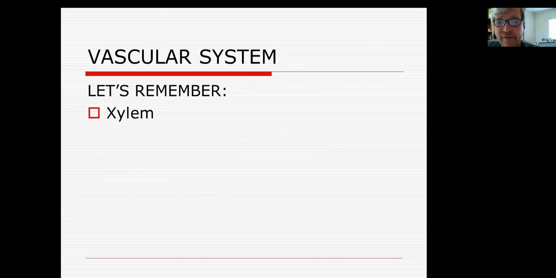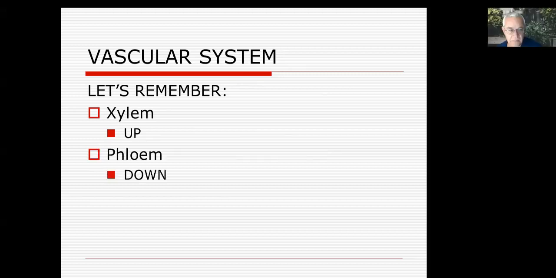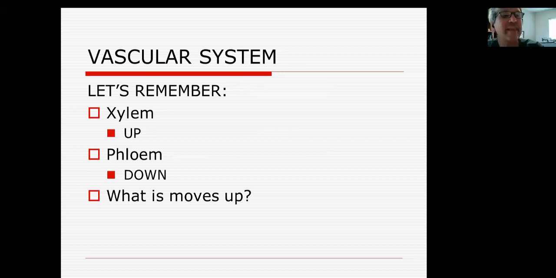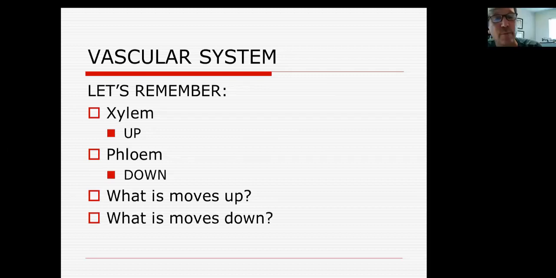Again, I do this for my live class, but xylem, what does xylem do? Or first of all, where is it located? To the inside, and what direction does it go? Up. Northbound. So xylem's up, phloem is down. So again, what moves up? What is moving things up in it? Nutrients. Xylem.